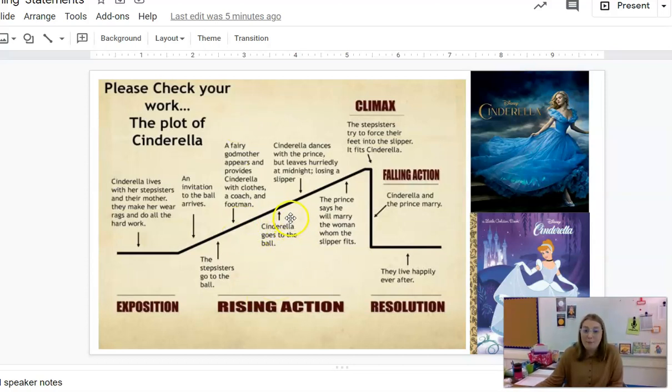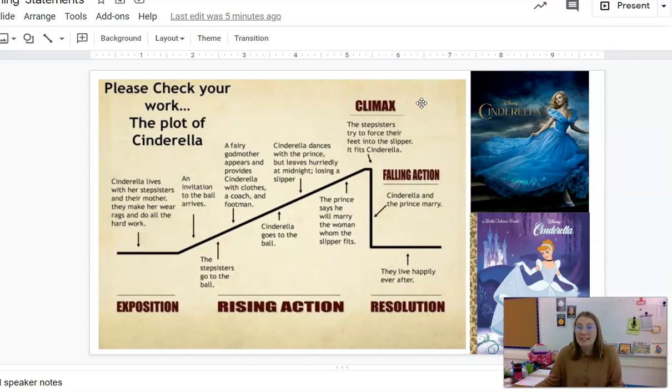Cinderella goes to the ball. Cinderella dances with the prince but leaves hurriedly at midnight, losing a slipper. The prince says he will marry the woman whom the slipper fits. So my friends, all of these events were leading up to the high point or the climax of the story. So the exposition is where the story starts, and these were all rising actions, and now we get to the climax. So the climax of the story of Cinderella is the stepsisters try to force their feet into the slipper.